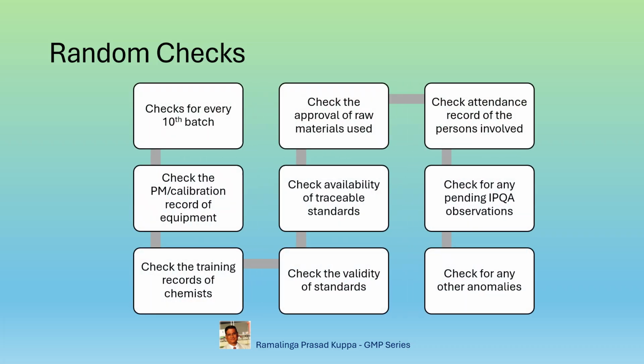The next strategy is the random checks. These random checks should be done with a definite frequency. It may be done once every 10 batches or once every week or fortnight. Because these are common for many batches, these checks lead to wide and comprehensive areas of GMP compliance.